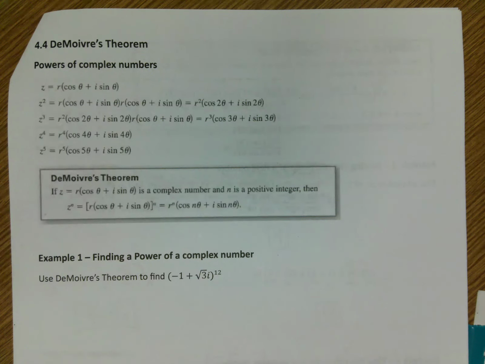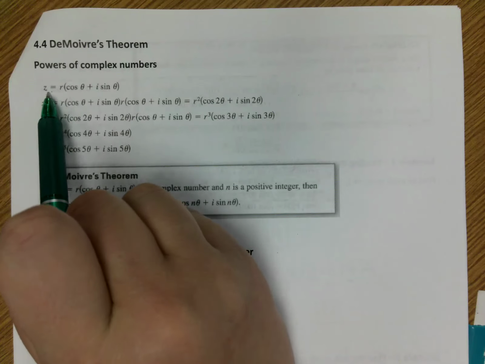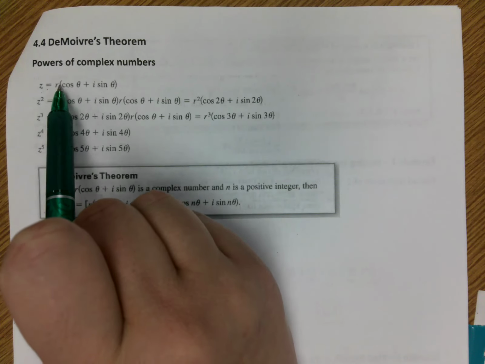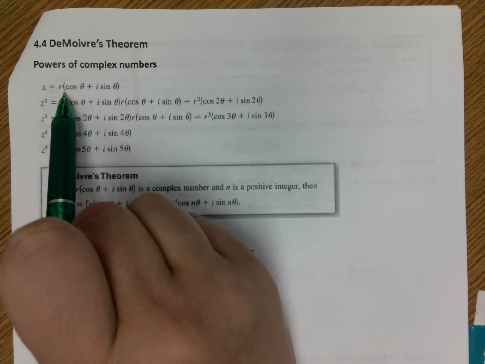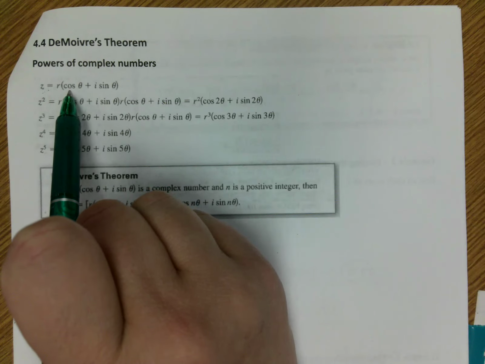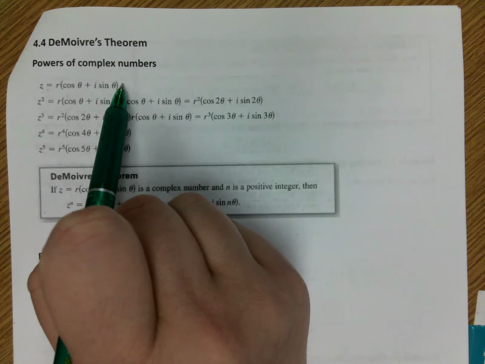4.4, De Moivre's theorem. So first, let's recap about when we have an imaginary number, a complex number, and we want to write it in trig format. So here's my r, that's like our radius, that's our magnitude. And then we have our real component, like our x, that moves left and right, and our imaginary component that moves like our y, up and down.